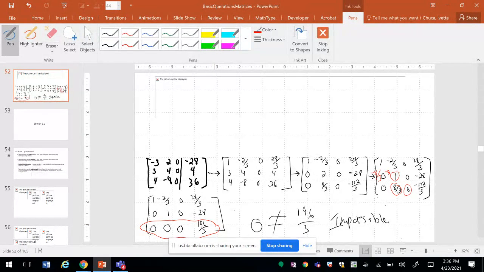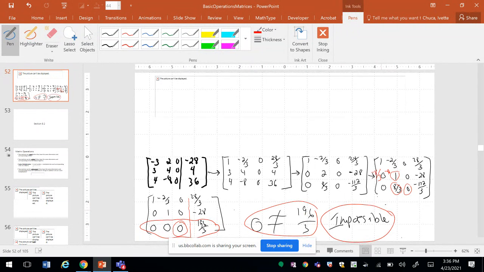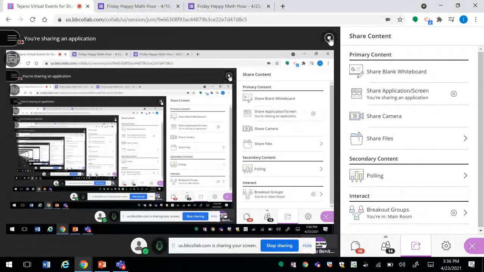And so if you were trying to change this, if it was a 1, then you would know that it was z equals 196/3. But remember, you have this line here. So what this is telling me is that 0 is equal to 196 divided by 3. And that is not the case, right? So then that makes it impossible. So that system is not going to have an answer.